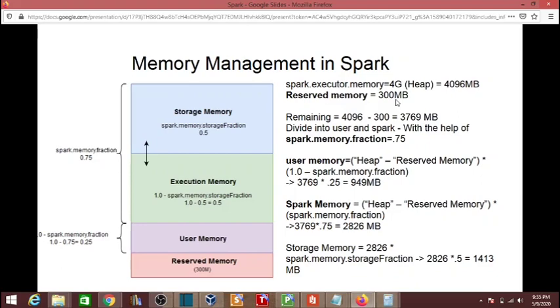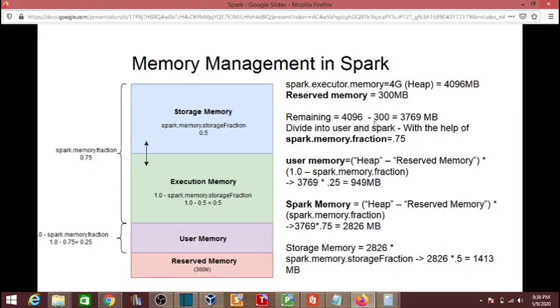Every time you set the executor memory, it should be greater than this 300 MB. We can say it should be greater than 1.5 times 300 MB, which means 450 MB. So more than 450 MB should be assigned to the Spark executor memory. Otherwise, it will give an out of memory error. You cannot assign executor memory less than 450 MB, because 300 MB will be used as reserve memory, and it will not be part of the Spark processing.